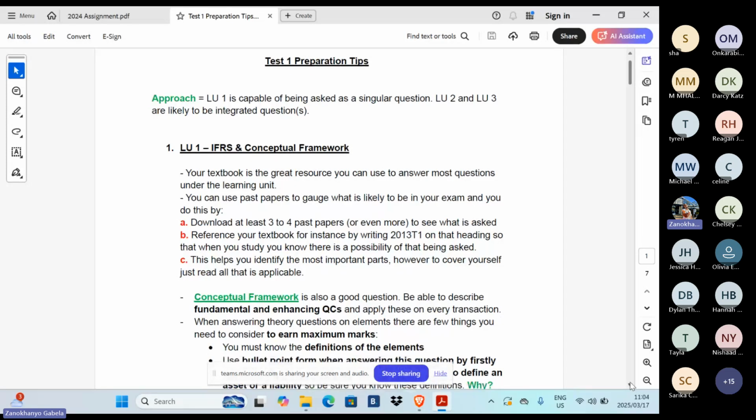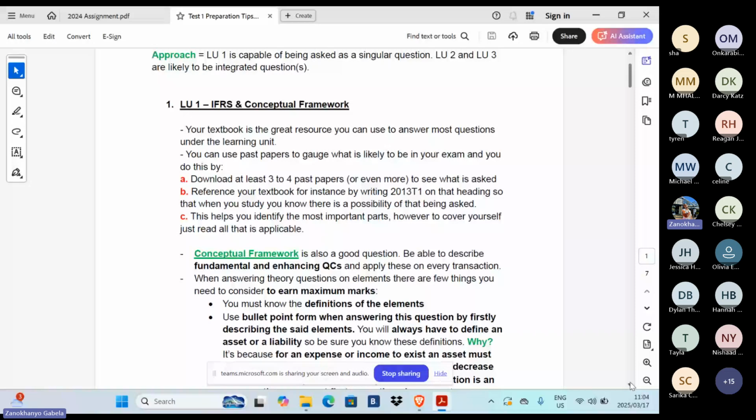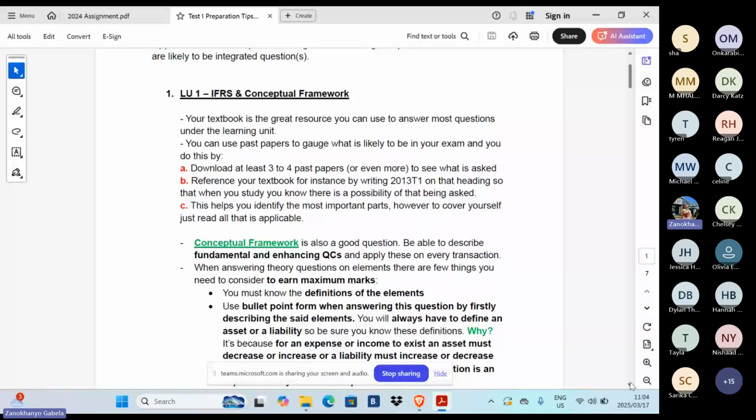You can use the past papers to gauge what is likely to be in your exam. Because there's a lot of theory in learning unit 1, you want to know what is more relevant and what is not. But generally, everything included there is quite important. You need to highlight and be able to have a discussion with any person regarding those concepts in learning unit 1. However, to get a clearer idea, you can download past papers. Let's say you can start from 2020.